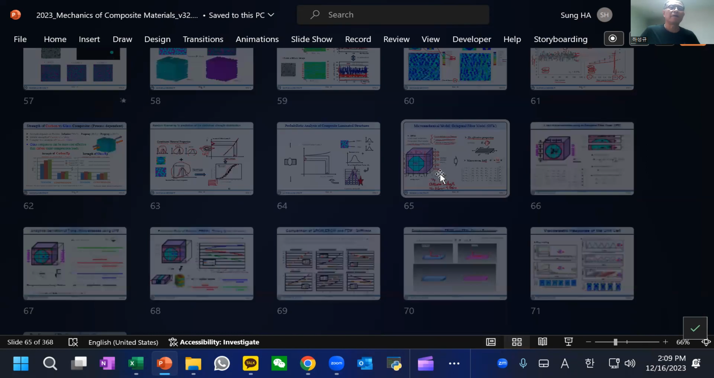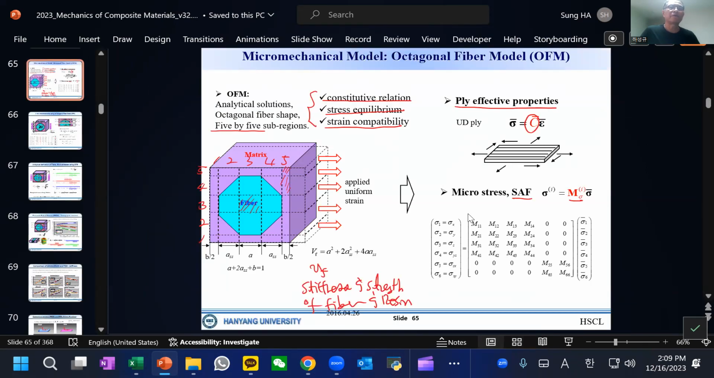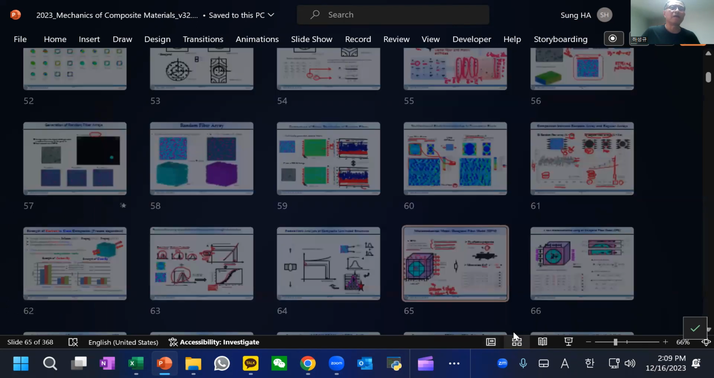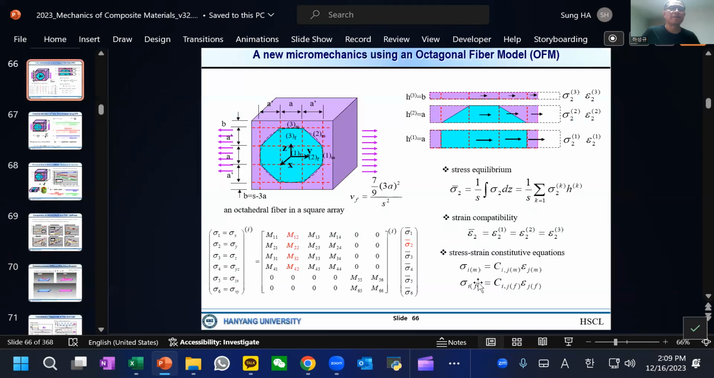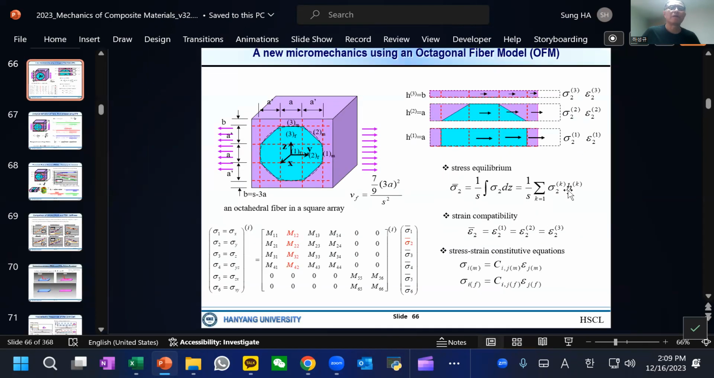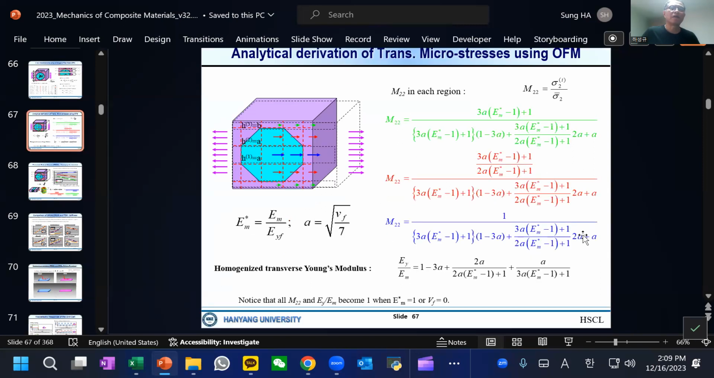Okay, there is a paper you can refer to in order to understand this model, OFM. OFM is nothing but the fiber arrangement model, so that we can derive the analytical equations. As you can see, the stress and strain compatibility and quantification we can precisely obtain.